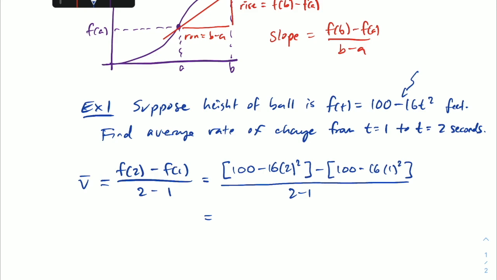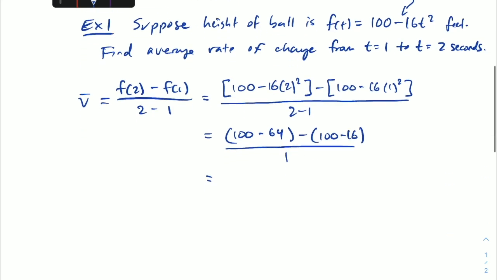Okay, so 100 minus 16t squared is going to be, well, 16t squared is going to be 16 times 4, which is 64. And then we'll have 100 minus 16. Denominator is going to be 1. We can stop writing the denominator now. So this will be 36 minus 84, which is negative 48. And again, the units are feet per second.